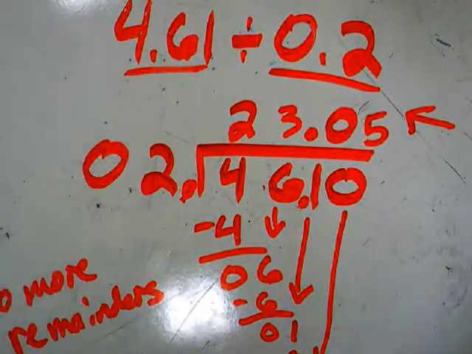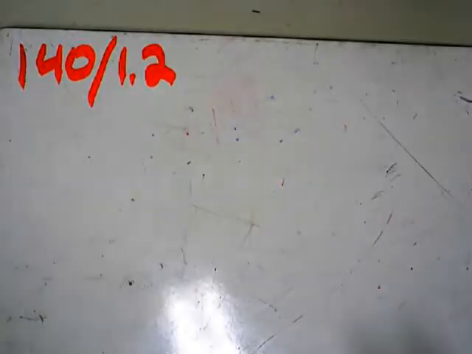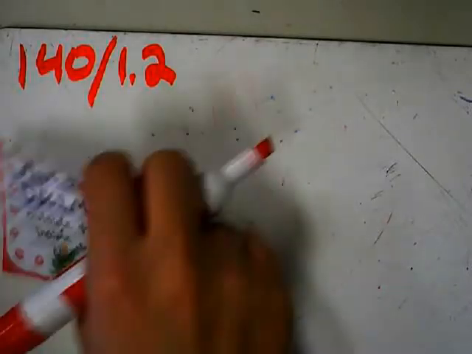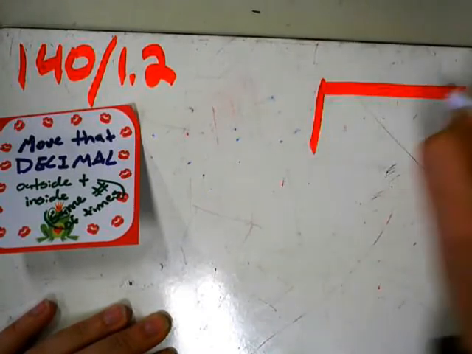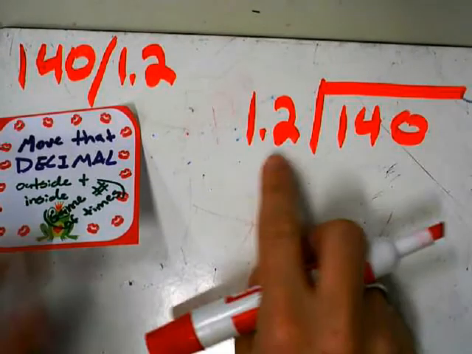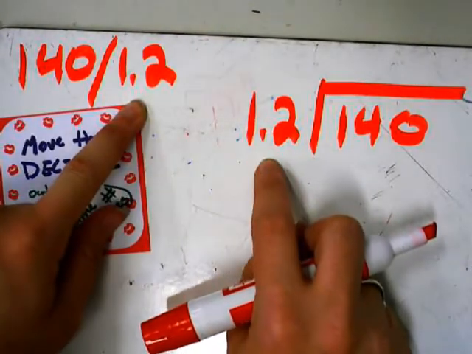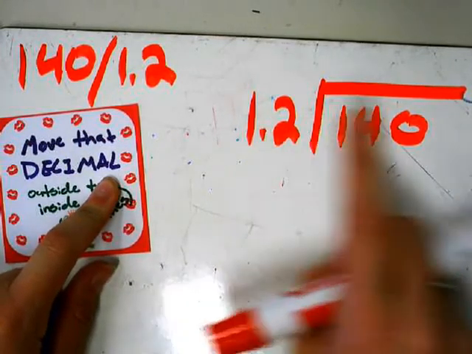Let me clean my board off here. One more example is going to be 140 divided by 1.2. And I'm writing it like that, guys, because that's how it's written on your worksheet. So let's go ahead and set up what we need to have set up. I've heard this called a little division house before, but you know, whatever you want to call it. The 1.2 goes on the outside. The 140 goes on the inside because we're dividing 1.2 into 140.